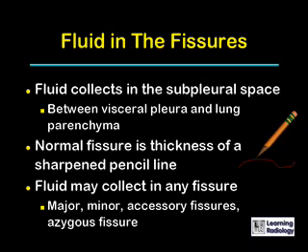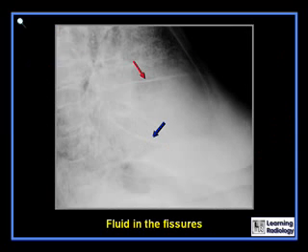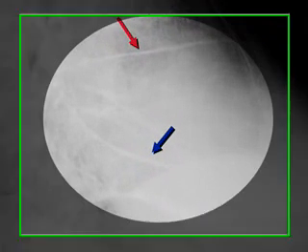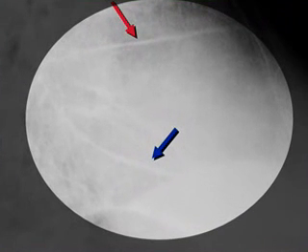it becomes much thicker than the line that you can draw with the point of a sharpened pencil, and you can see this fluid in the major fissure, the minor fissure, accessory fissures, the azygous fissure, any fissure. This is an example of fluid in the fissures. The red arrow is pointing to fluid in the minor fissure, the blue arrow to fluid in the major fissure. These are thicker than the point of a sharpened pencil.